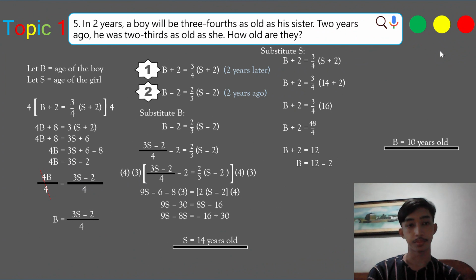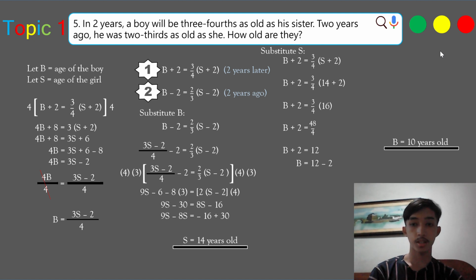Problem number 5. In 2 years, a boy will be 3/4 as old as his sister. 2 years ago, he was 2/3 as old as she. How old are they? Let B be the age of the boy and let S be the age of the girl. So our equation number 1: B plus 2 is equal to 3/4 times S plus 2. And our equation number 2: B minus 2 is equal to 2/3 times S minus 2.